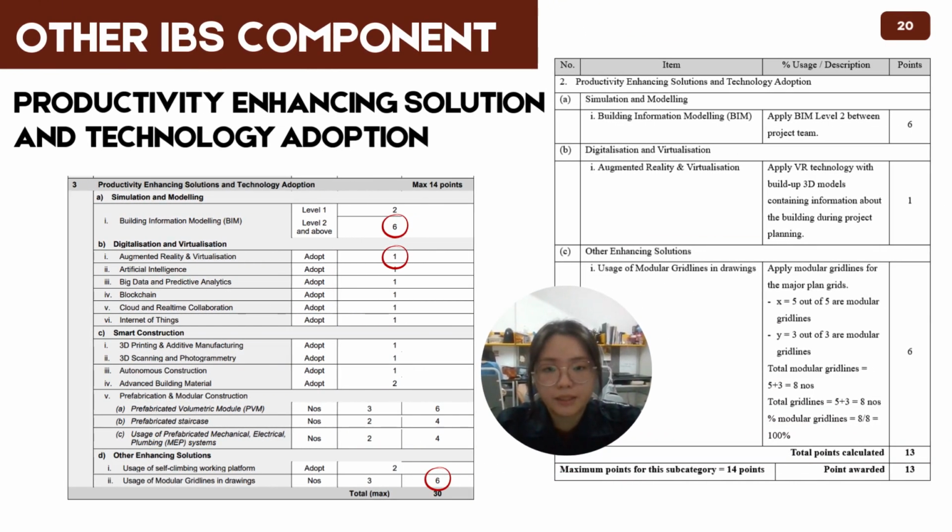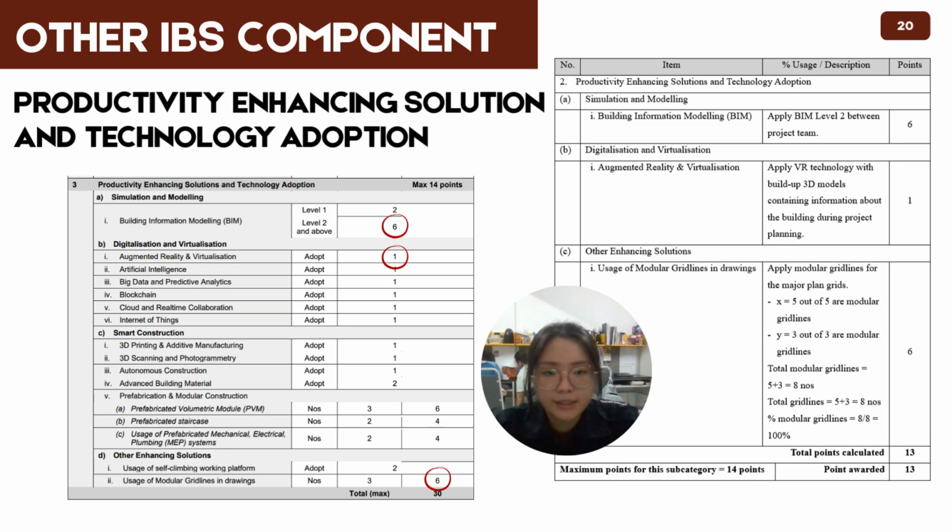The second part in other IBS components is productivity enhancing solution and technology adoption. In this project, we are using building information modeling and applying BIM level 2 between project team members. Thus, the point obtained is 6. And for digitalization and virtualization, we're using augmented reality, where we build out the 3D models and apply VR technologies to obtain an IBS score of 1.